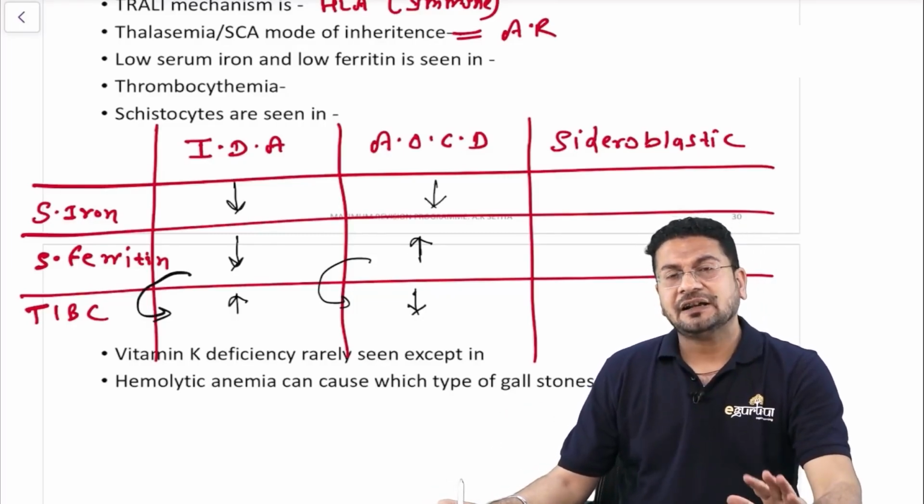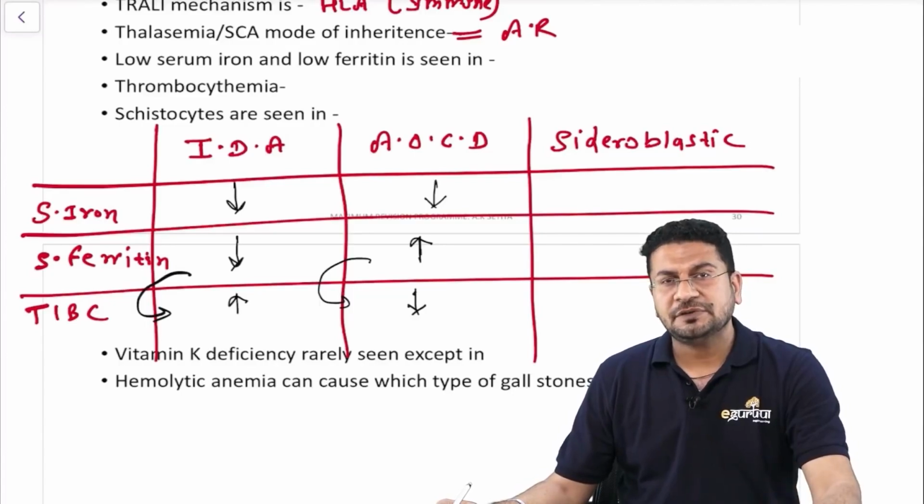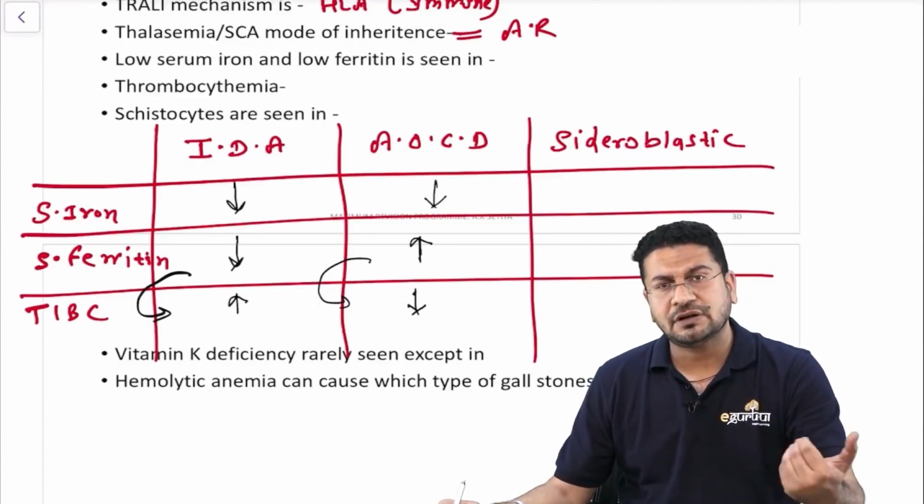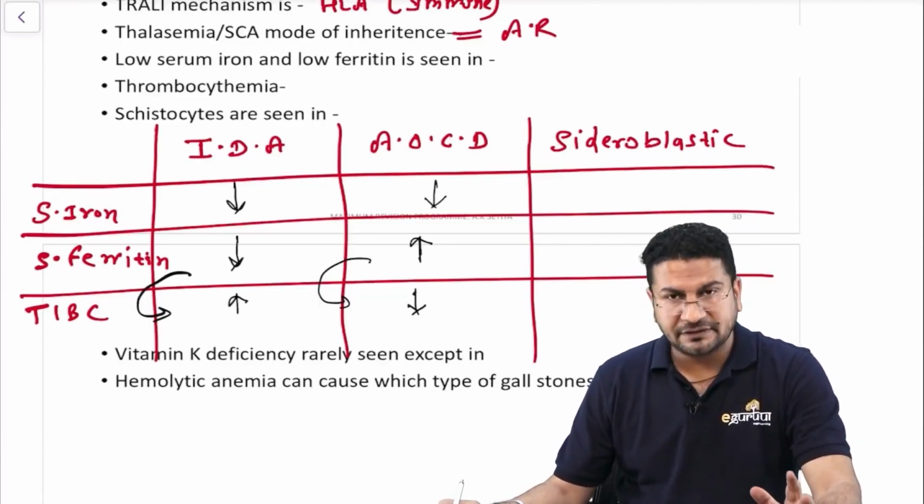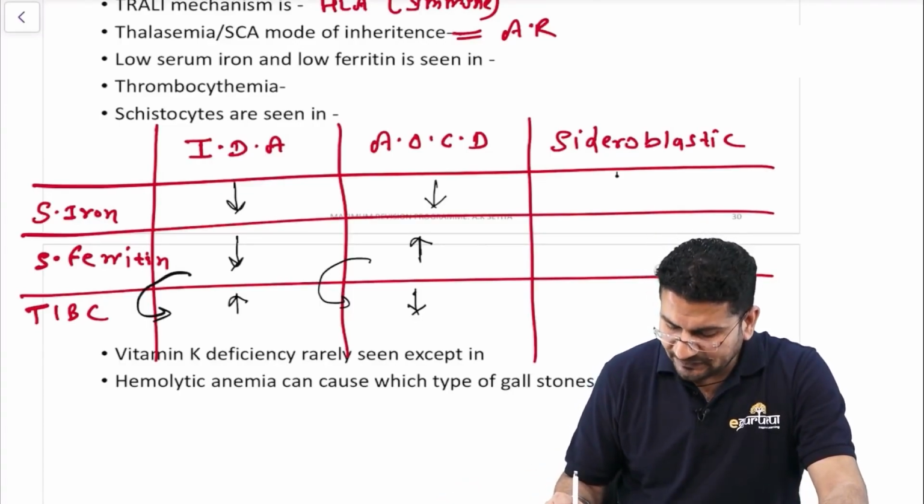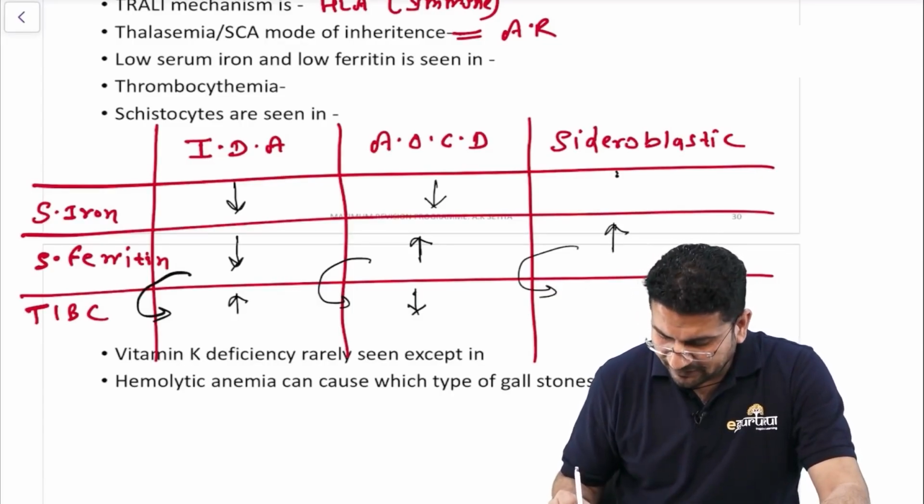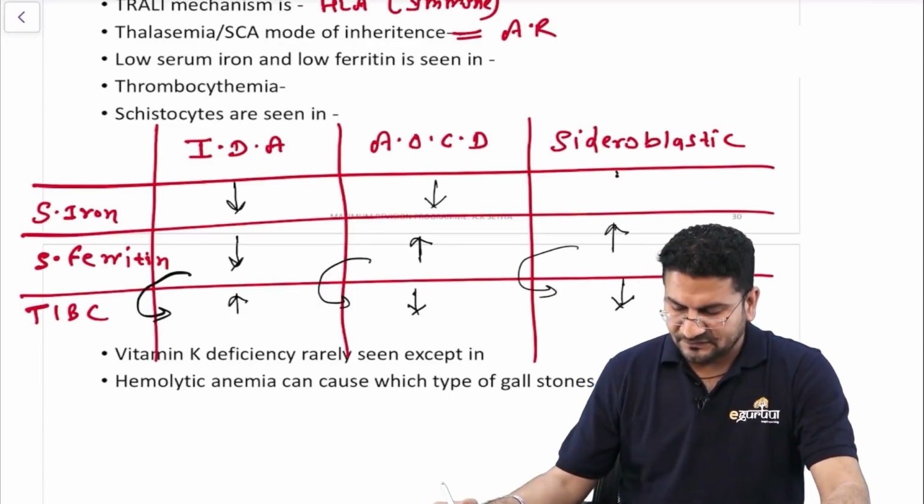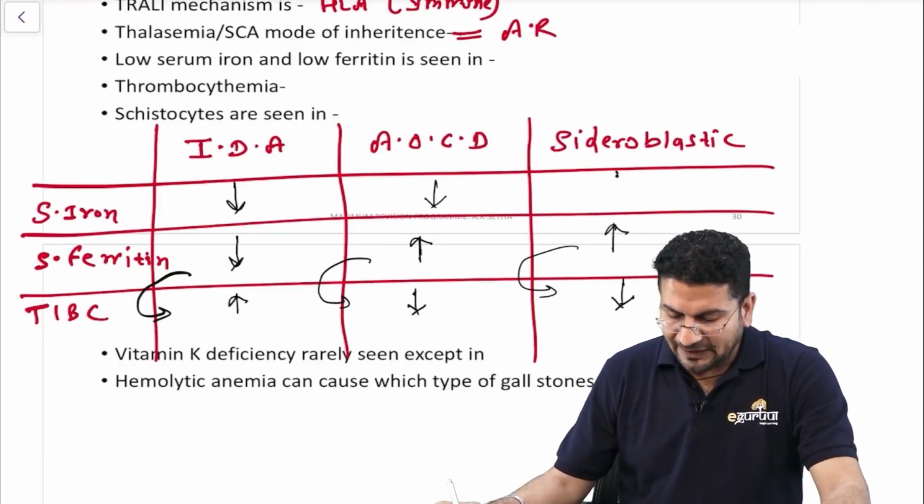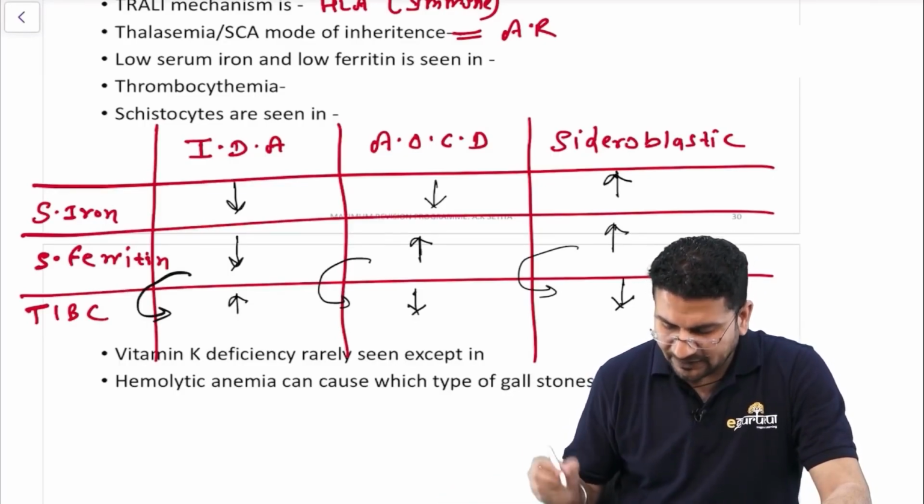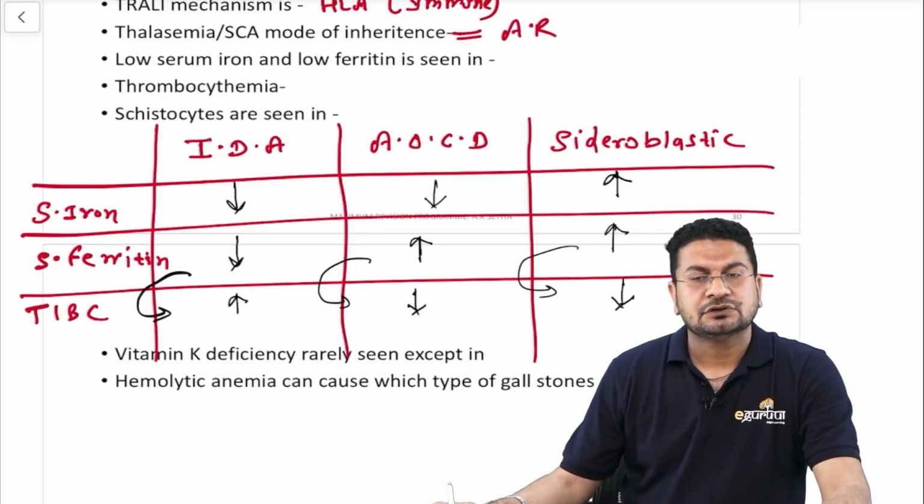Sideroblastic anemia is an iron overloaded state. Iron overloaded means the body is having more iron in the serum, and more iron where? In the ferritin. So if I say iron overload state means there is more ferritin, right? So what will happen to TIBC? It will decrease. Iron overload means serum iron, if you check, serum iron can be more. So this is how we differentiate.